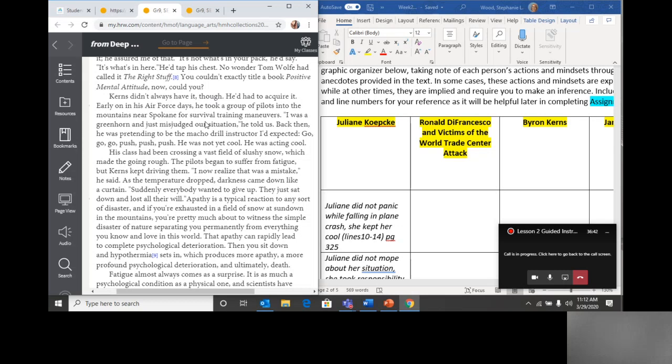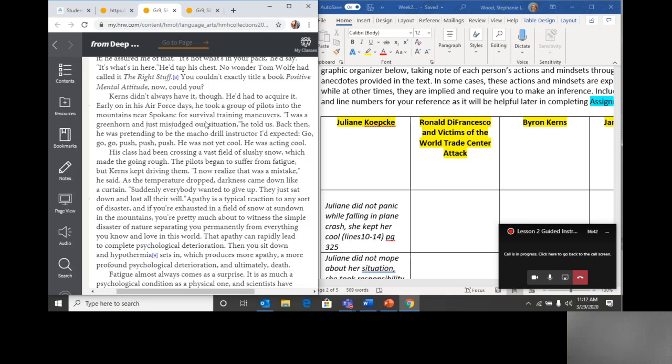Fatigue almost always comes as a surprise. It is as much a psychological condition as a physical one, and scientists have struggled without success to understand it. It's like the difficulty of studying sand in order to understand the sand pile effect. There's nothing in the muscles or nerves or even the biochemistry of the body that would seem to predict or expect fatigue. Once fatigue sets in, though, it is almost impossible to recover from it under survival conditions. It is not just a matter of being tired. It's more like a spiritual collapse, and recovery requires more than food and rest.